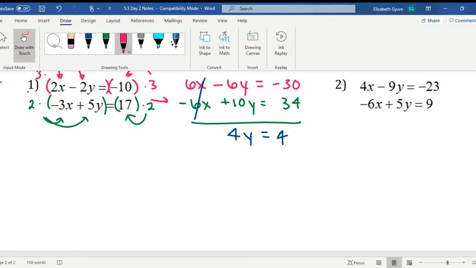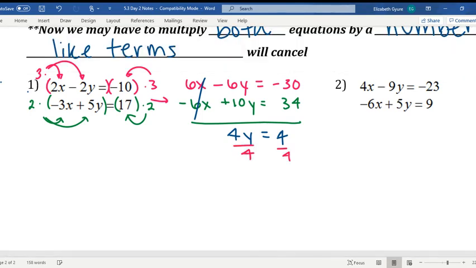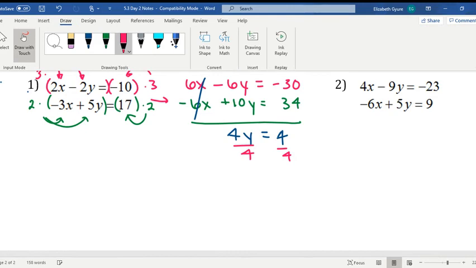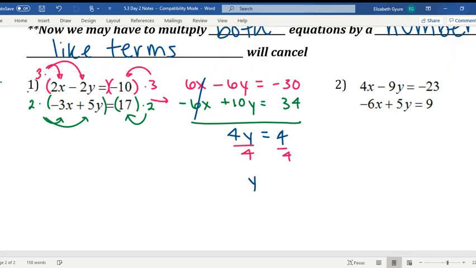Very good. We're going to divide both sides by 4. And 4 times 4 is? Not 4 times 4. 4 divided by 4 is? 1. Thank you. All right. So now we have what y is.